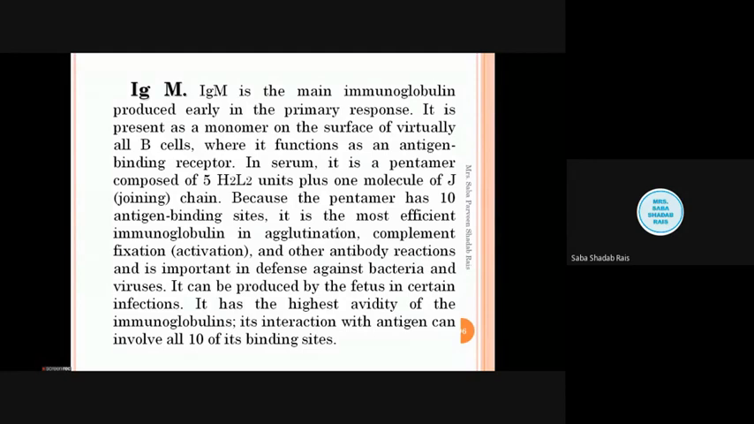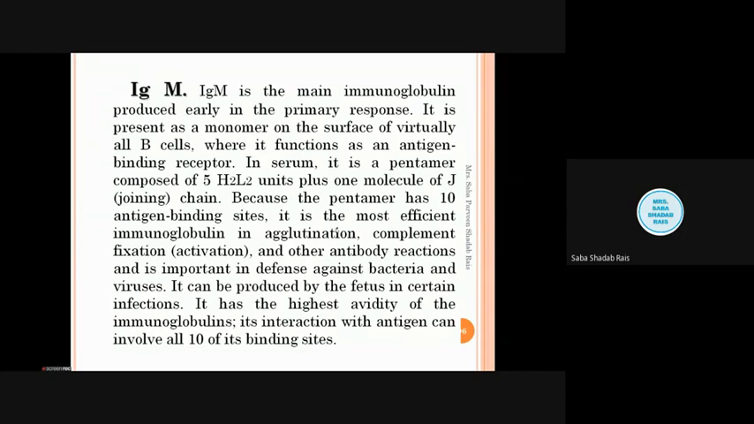I had already told you in the previous class that it forms a complex which is called the agglutinant. So this also acts in complement fixation, and it has other antibody reactions. It is very important in defense against bacteria as well as viruses. It can be produced by the fetus in certain infections. But if it is present in the fetus, that means the fetus has some type of congenital or inborn issue.